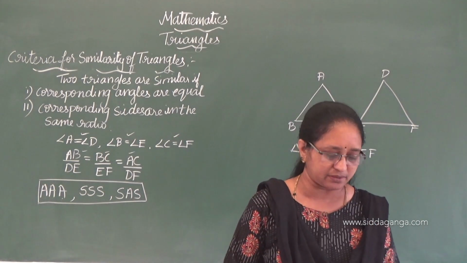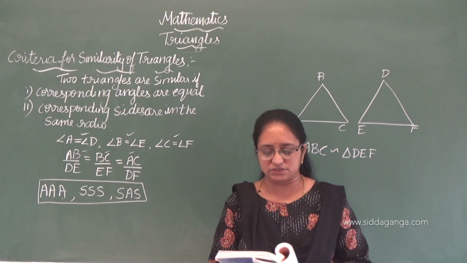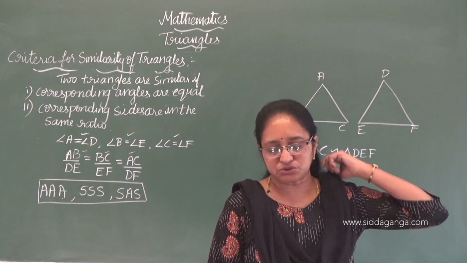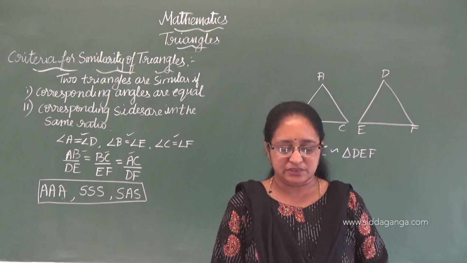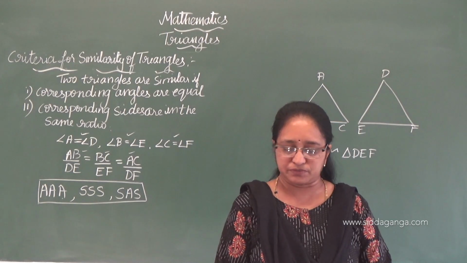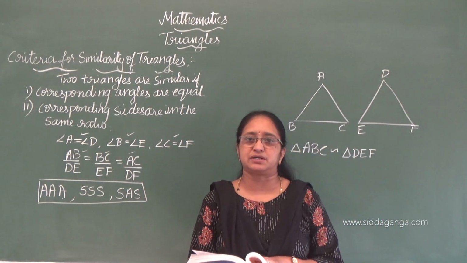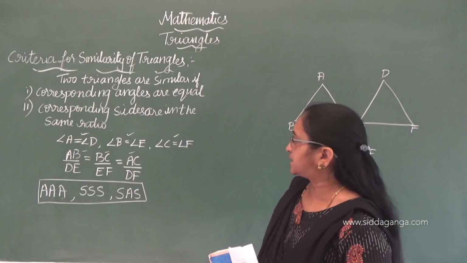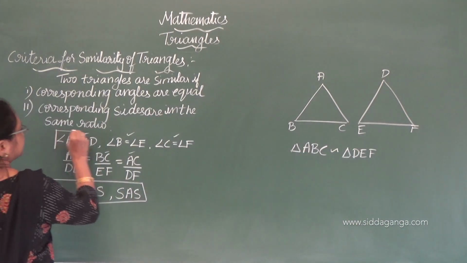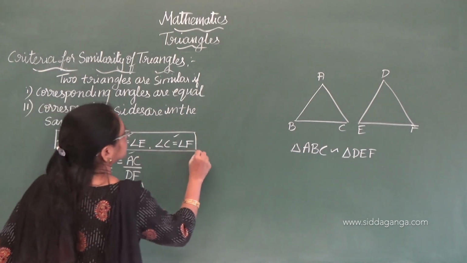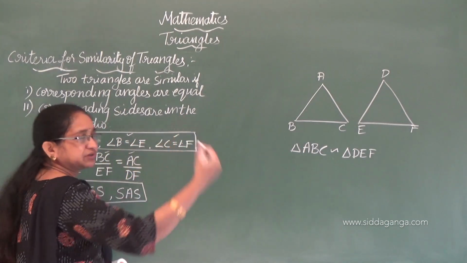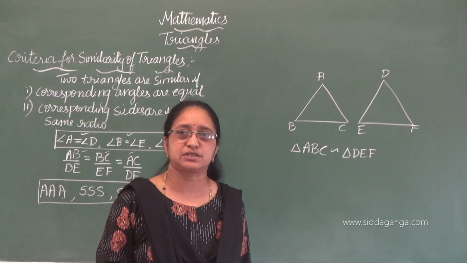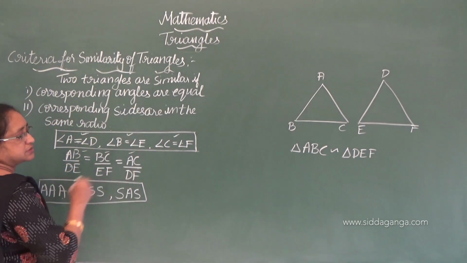We have that statement as Theorem 6.3 in your textbook. If in two triangles corresponding angles are equal, then their corresponding sides are in the same ratio, and hence the two triangles are similar. What is the meaning of it? If the corresponding angles are equal, that is, if these 3 corresponding angles are satisfied, then definitely the sides will be in the same ratio.